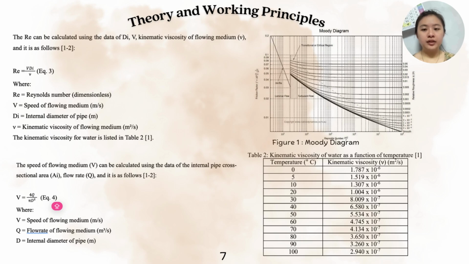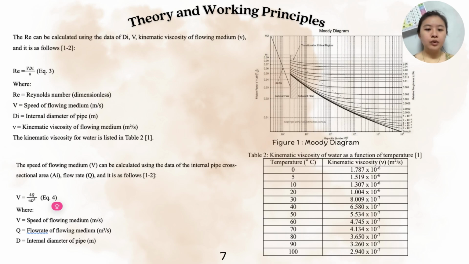Other than equivalent roughness, Reynolds number is also very important for us to determine the friction factor. So we calculate the Reynolds number using equation 3. When we have the Reynolds number and also the epsilon equivalent roughness, we can utilize figure 1, which is the Moody's diagram, to find the value of F using the graph. Equation 4 is the equation for us to calculate the speed of the flowing medium, so we get the value of velocity by using equation 4.